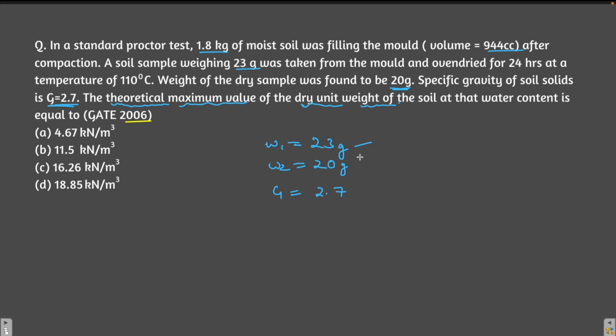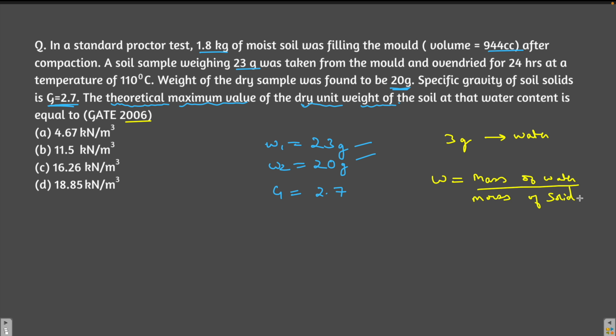So from this data, what can we find? If we subtract W2 from W1, what do we get? We will get the water content. We'll get how much water was present in the soil. So 23 minus 20 is 3 grams. There were 3 grams of water in the soil, in 23 grams of soil. Okay, now let's see what we can find. We'll find the water content of the soil. Water content is the mass of water to the mass of solids, right?